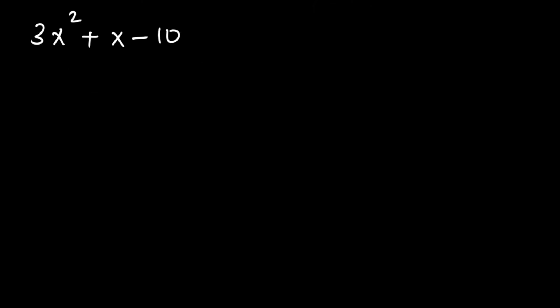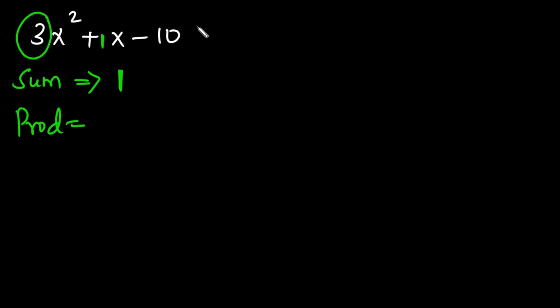So as we said, we need to identify the two numbers that are going to give us a sum of... So we said the sum is represented by the coefficient of x. For this case, it's 1. Okay. So the two numbers have a sum of 1 and they have a product of, we said we multiply 3 and negative 10. So it's going to be negative 10.